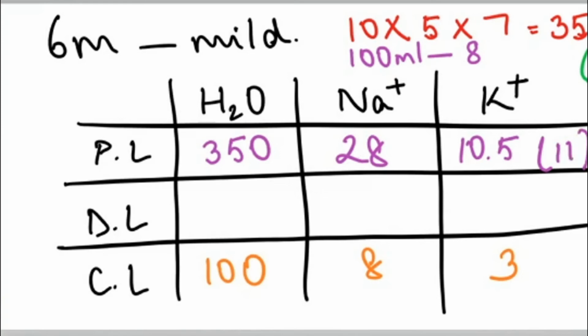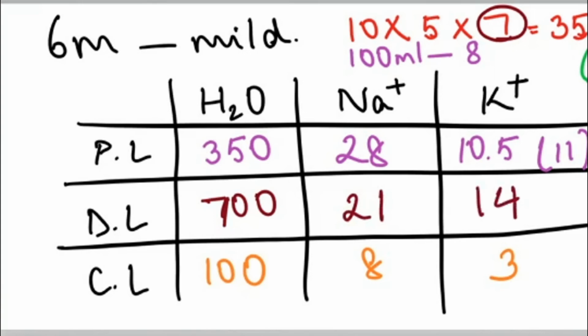Moving on to the daily requirements. We need 100 mils per kilogram. Now our patient weighs 7 kilos, so it will be 700 mils. For sodium, we said 3 millimoles per kilogram, so 3 times 7, 21. For potassium, we said 2 millimoles per kilogram, so 2 times 7, 14 millimoles of potassium. And now we have finished the table.